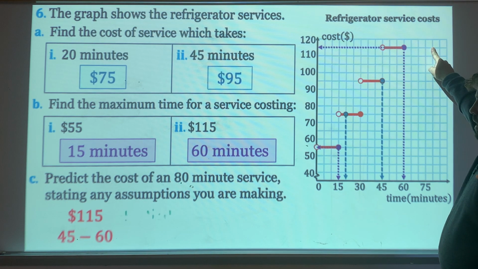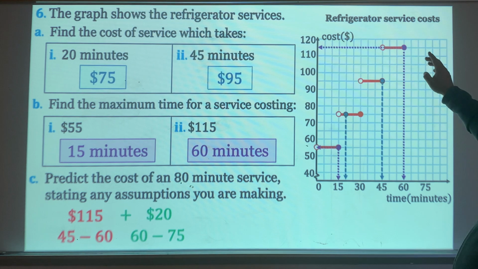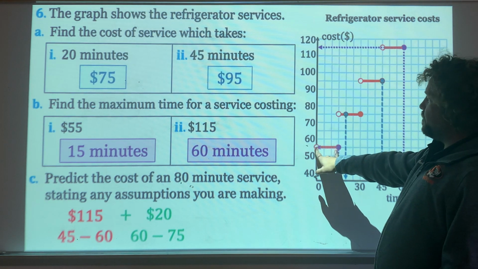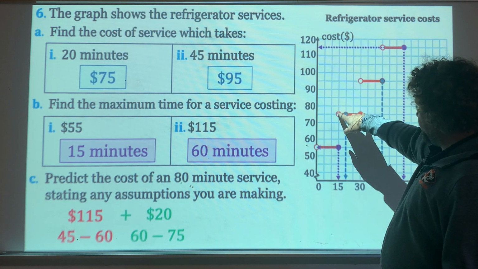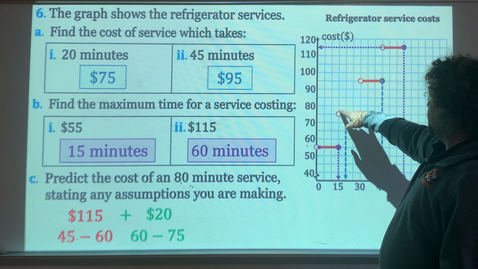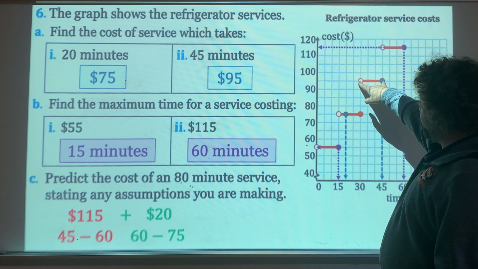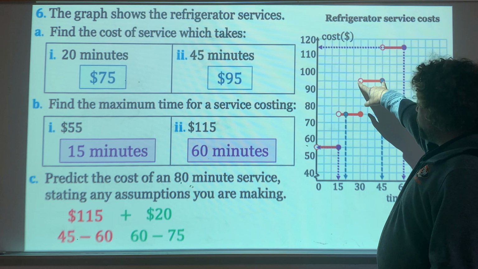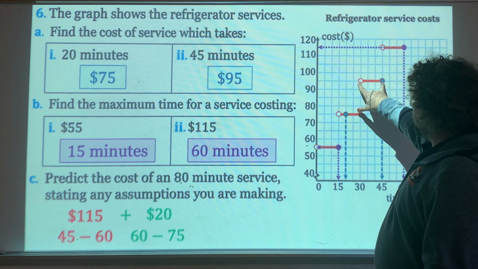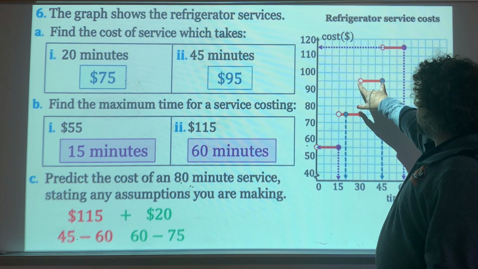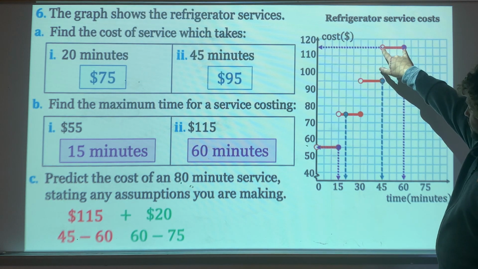No. You're going to add 20 extra dollars, because that's from 60 to 75. So what happens is, from 0 to 15, $55. From 15 to 30, $75. From 30 to 45, $95. What you're doing is you're pretty much jumping $20 each time you go up 15 minutes.